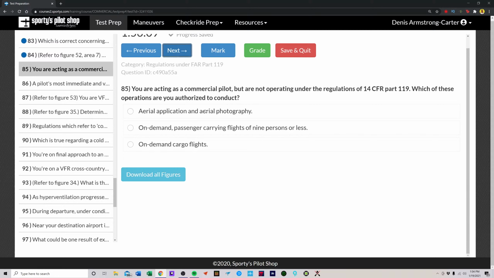You're acting as a commercial pilot, but are not operating under the regulations of 14 CFR Part 119. Which of these operations are you authorized to conduct? On-demand cargo flights, on-demand carrier passenger, 9 persons or less, aerial. I think it's 9 persons or less. I'm not exactly sure, but I'd have to ask.